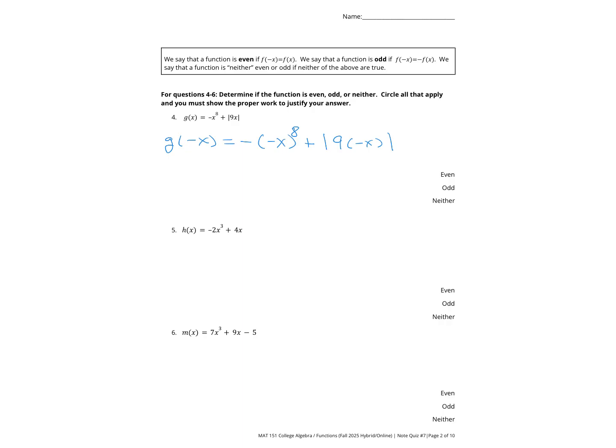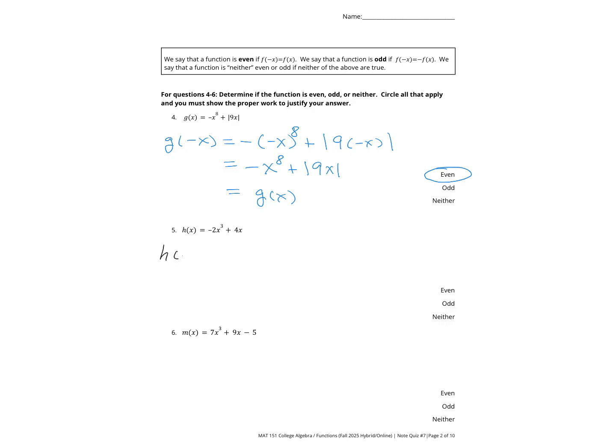All right, so if we take a negative x and raise it to the 8th power, it's a positive x to the 8th. But there's still a negative sitting in front. We know that the absolute value of negative numbers is always positive, so that's going to be the absolute value of 9x again. And you'll notice that is the same as the original function. That's equal to g of x. Therefore, we've got ourselves an even function.